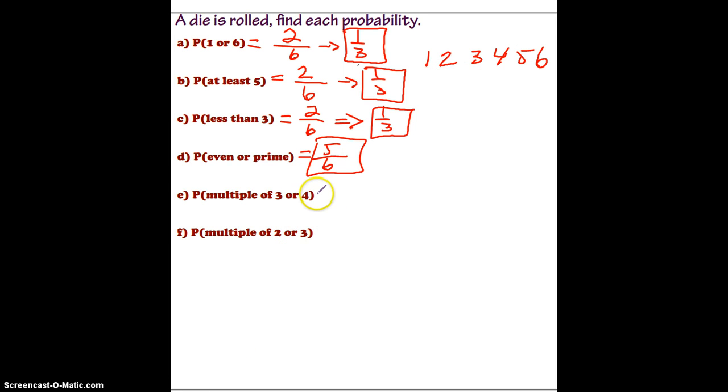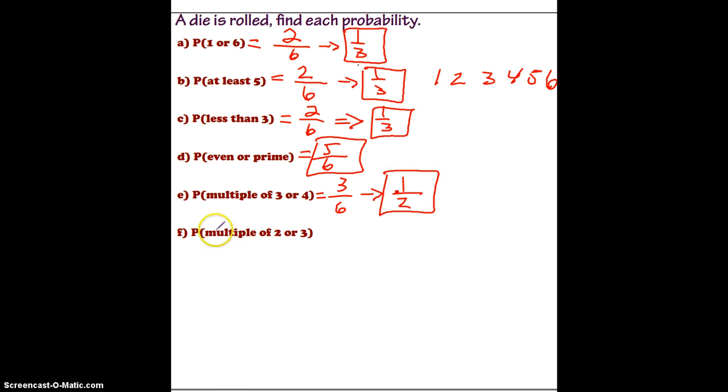All right, the next one, probability of multiples of 3 or 4. How many numbers will make this true? 3 is a multiple of 3, 6 is a multiple of 3, 4 is a multiple of 4, so that means that we have 3 possibilities that will fulfill it out of the 6, which gives us a 1/2 or 0.5 probability.